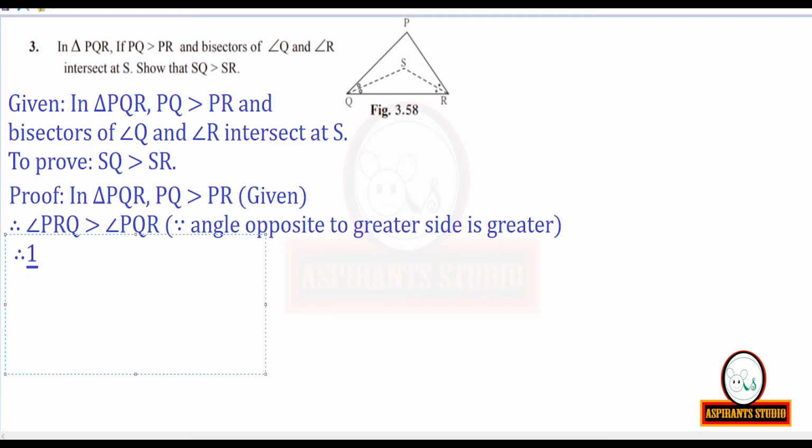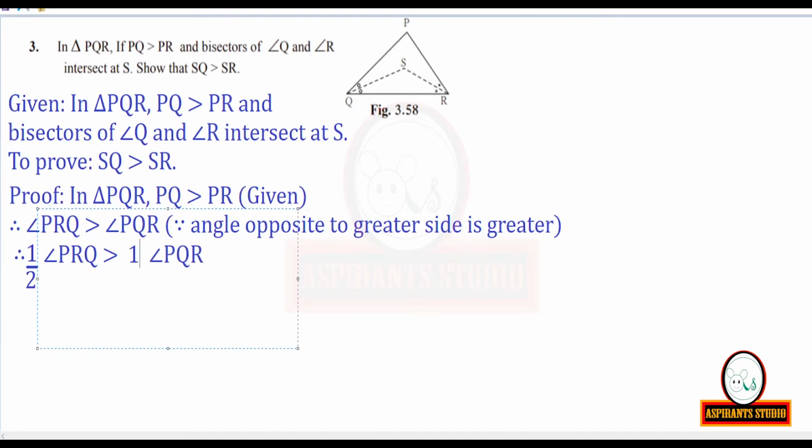Here the greater side is PQ. So opposite to that we have angle PRQ. So angle PRQ will be greater than angle PQR. Now multiplying both the sides by half, we get half of angle PRQ is greater than half of angle PQR. We are multiplying both the sides by half.